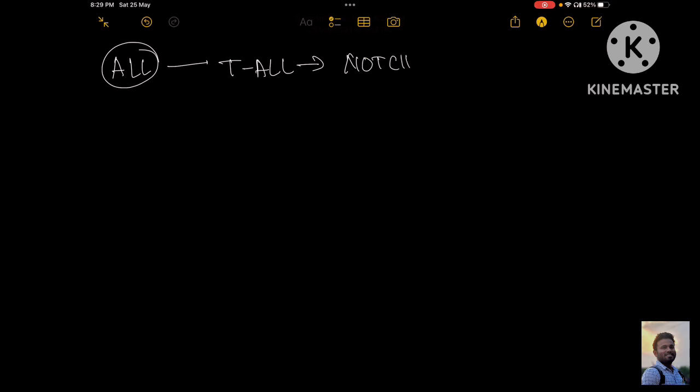Hello friends, we are going to discuss various types of leukemia. First of all, ALL. There are mainly two types of ALL: T-ALL and B-ALL. T-ALL is due to a gain of function mutation in the Notch1 gene. Notch1 looks like a T. Number one always stands for gain. So, gain of function mutation.